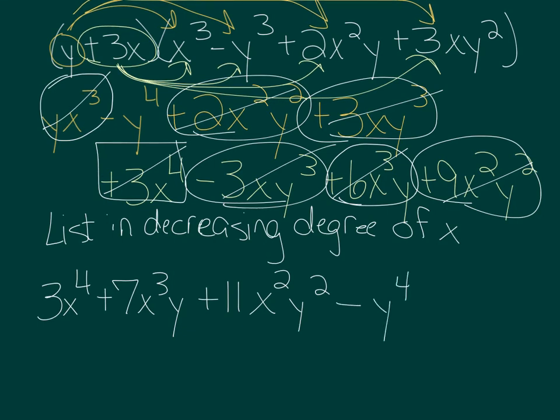Notice what happens here. This is not super important, but it does come up from time to time. My degree, my exponent of x is going down. X to the fourth, x cubed, x squared, my x canceled, and then there's not an x in this term, right? But then notice my degree of y is going up. There's not a y here, then y squared, y cubed canceled, y to the fourth. Not a big deal, but sometimes you'll see where the exponents of one of the variables goes down while the other variable goes up.